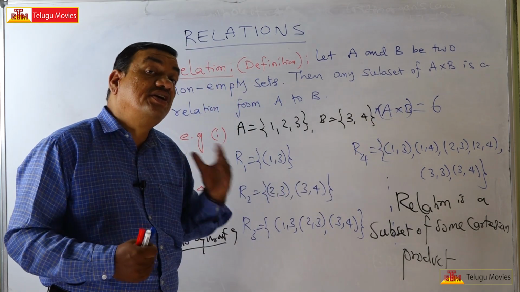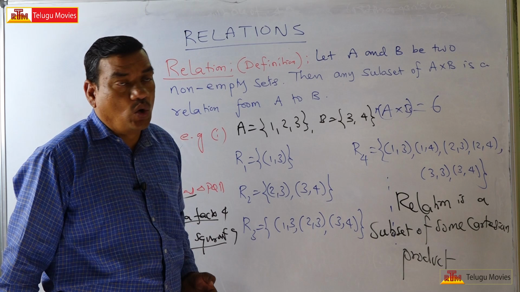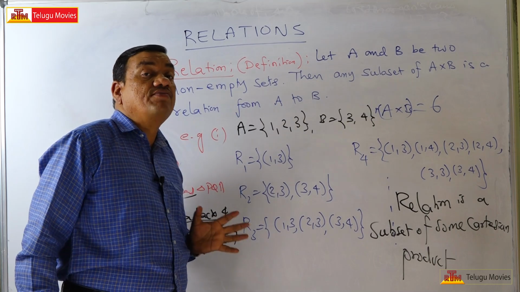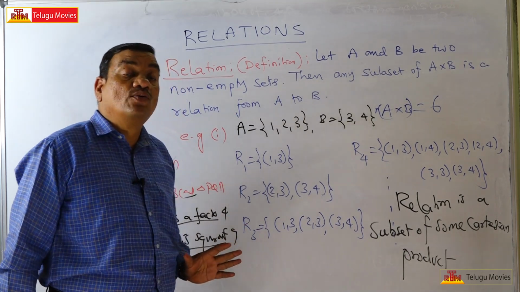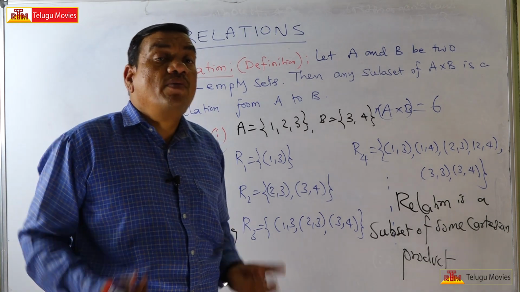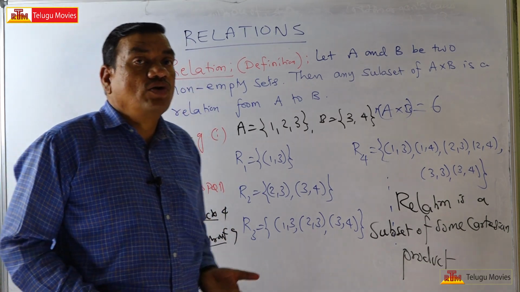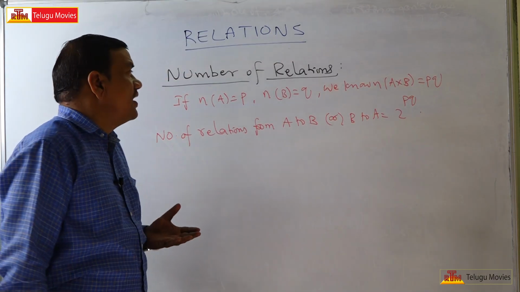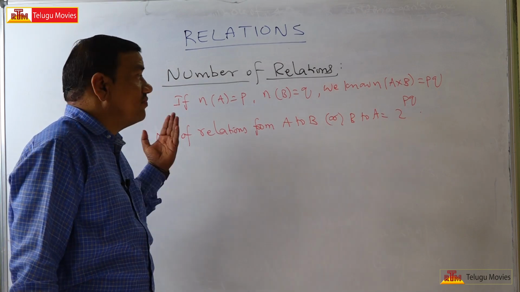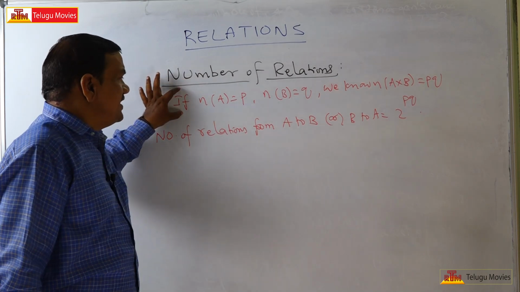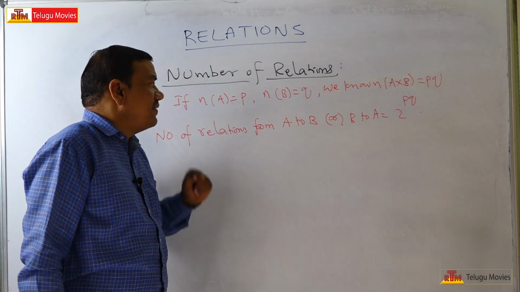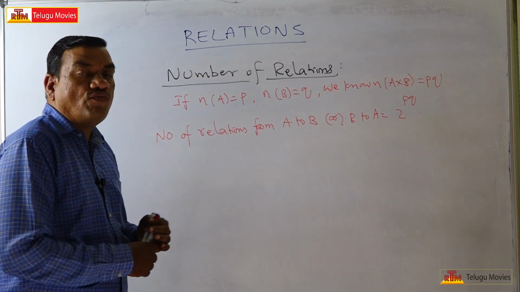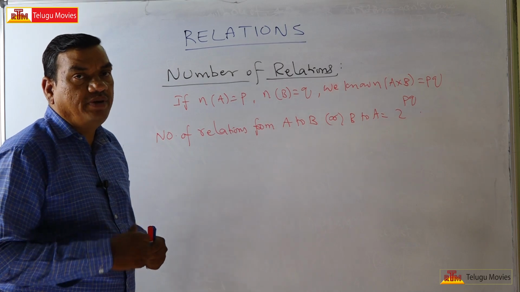Can we write down an infinite number of relations? No. If A is a finite set and B is also a finite set, then we can write only a finite number of relations. How many relations we can write down, we are going to see now. Dear students, let us see how many relations we can write from A to B or B to A. Let us say that A contains P elements and B contains Q elements. Then we know that n(A cross B) contains P times Q elements.